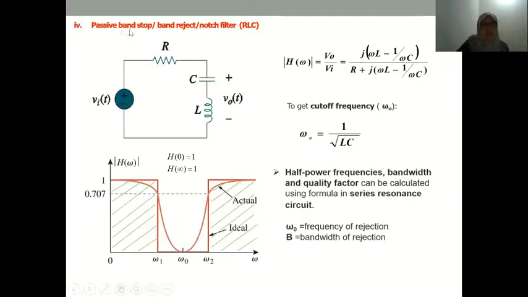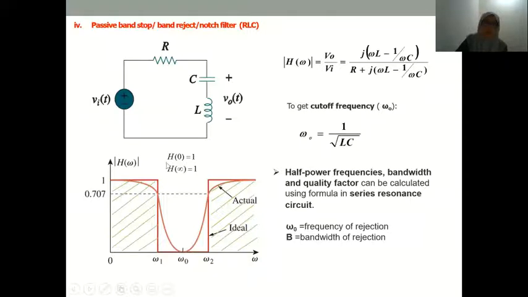Alright, so the passive band reject, or notch filter, for RLC. Now your VR is determined from your output, the voltage across your capacitor and inductor. So you have the transfer function J omega L minus 1 over omega C, divided by the total of all the voltage drops across the resistor, capacitor, and inductor, so R plus J omega L minus 1 over omega C. And the cutoff frequency omega naught is equal to 1 over square root of LC.